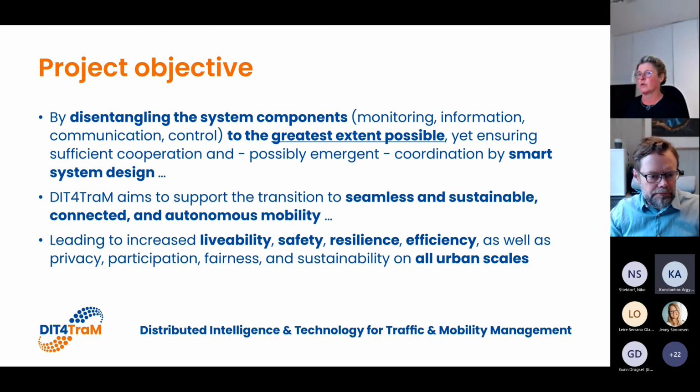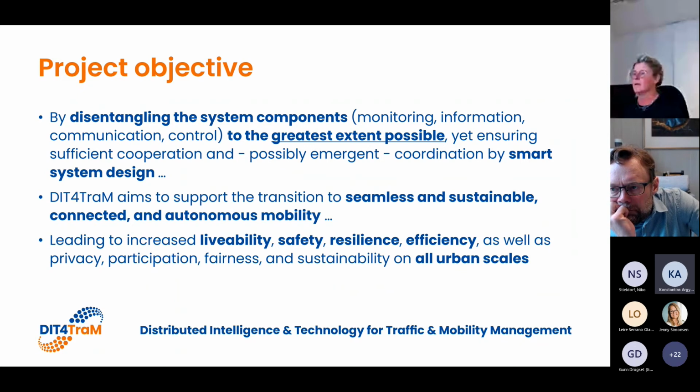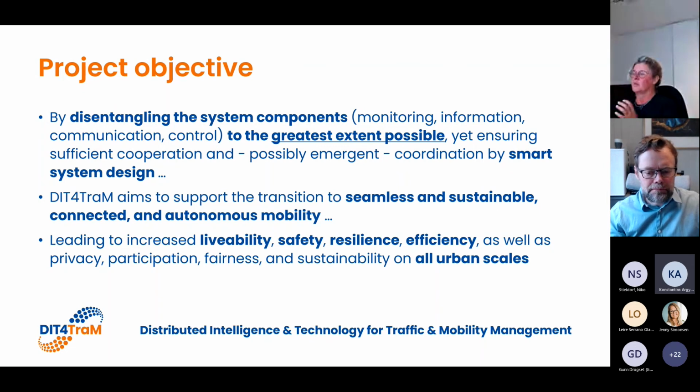What's the project objective? In the end, we want a transition towards a seamless and sustainable, connected and autonomous mobility system, leading, of course, to all types of social objectives like improved livability, safety, resilience, efficiency on all urban scales. And we do that by trying to disentangle all of the system components. So you have monitoring, information precision, communication, control. On the one hand, to the greatest extent possible, but at the same time ensuring that there is sufficient cooperation and coordination by designing the system in a smart way. So that thinking about the rules, how to implement the swarm intelligence.